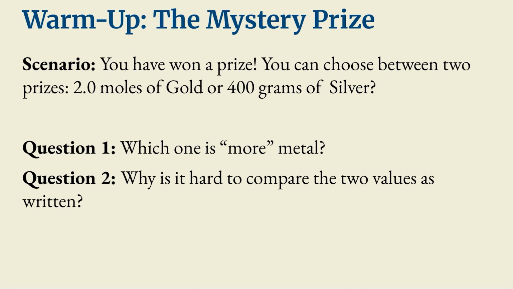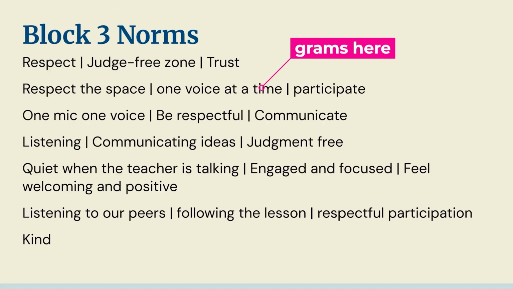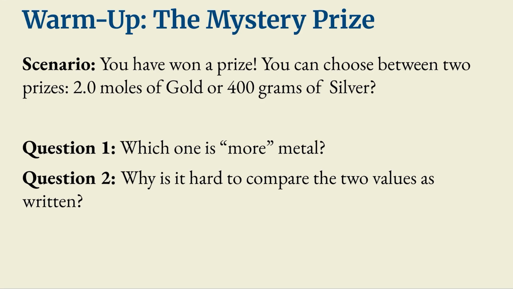And right now, it's hard to compare them because they're in different languages or units, right? So we've got moles here, and then we've got grams here. And so because they're in two different units, it's really hard to compare them. So what you are going to do now is first you have to convert them. All right. And to solve our gold versus silver problem, we need a bridge. Okay. In chemistry, that bridge is the mole.